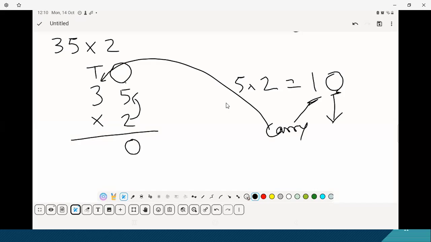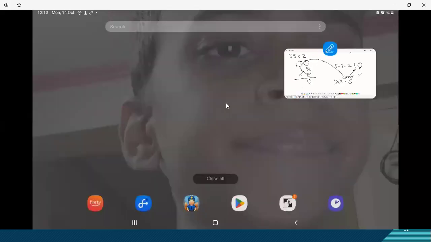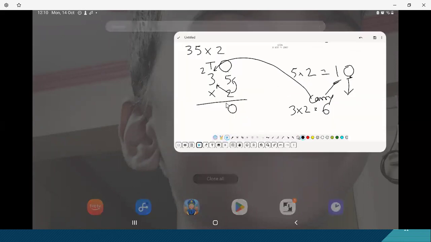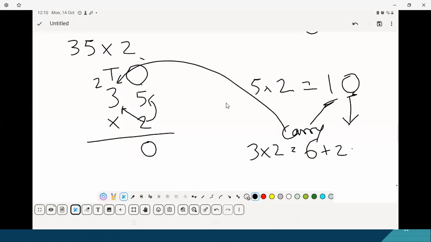And this 2 is going to add with the multiplication of 3 and 2. So first we will multiply 3 and 2. So 3 multiplied by 2 is 6. So that will be the 6, and 6 plus 2 is 8. So that will be the answer, 80. I hope there is a clear understanding.